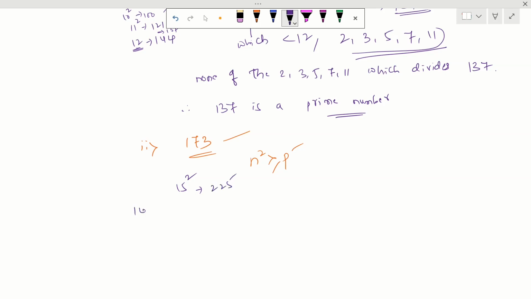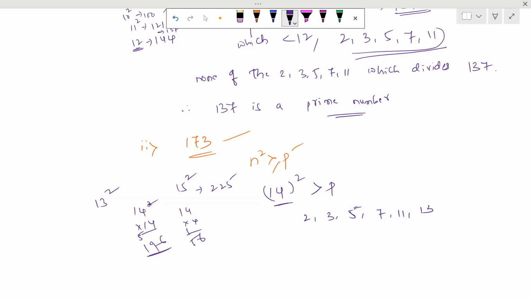What about 14 square? 14 into 14: 4 fours are 16, 4 ones are 4, 56; 14 ones are 14, so 196. This is 196. 13 square is less than this number, so the number in between is the one we have to take. So 14 square is greater than p. Which are the prime numbers less than 14? Those are 2, 3, 5, 7, 11 and 13.